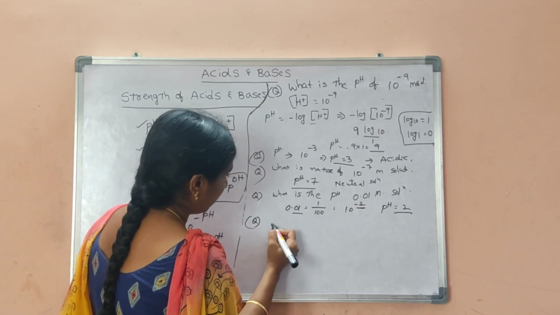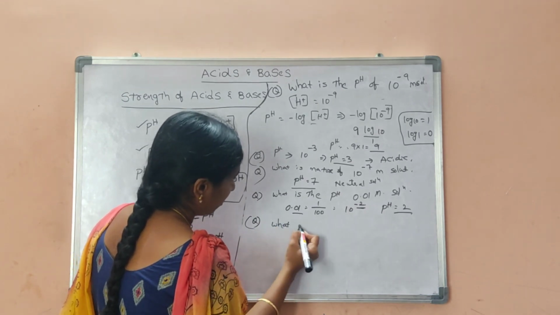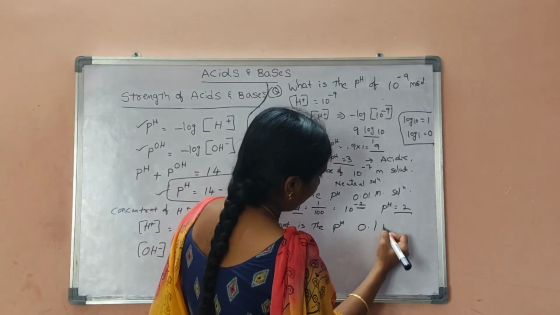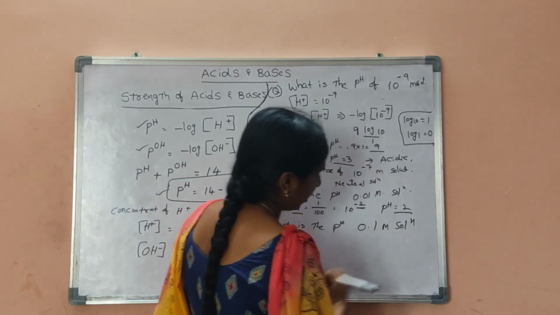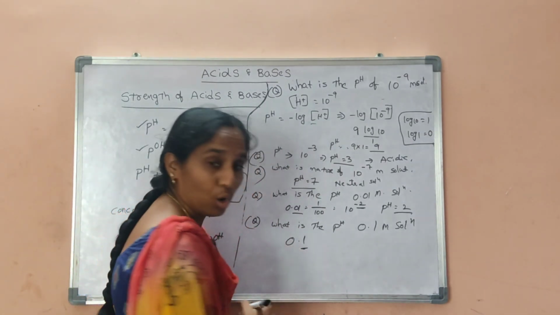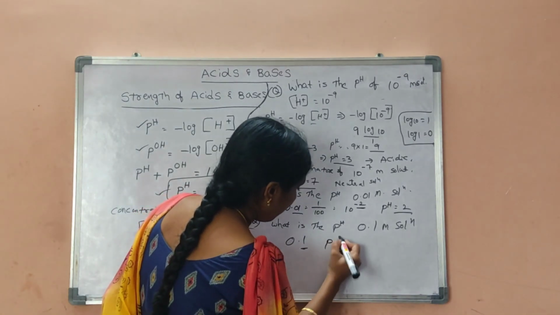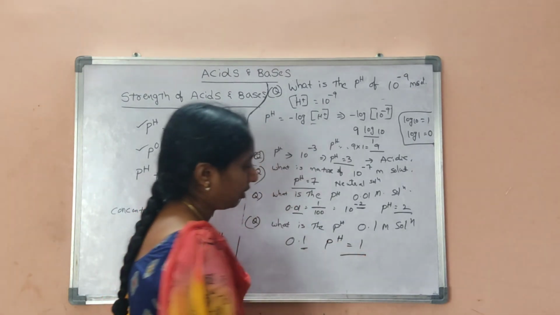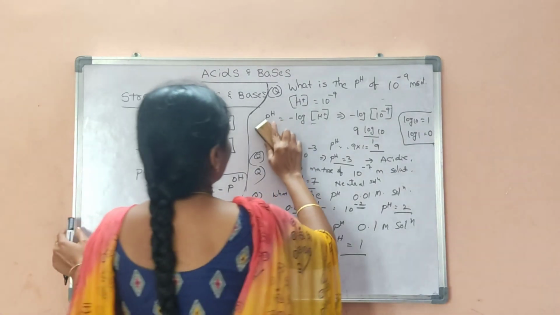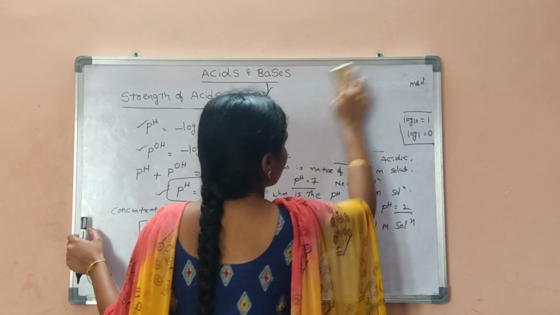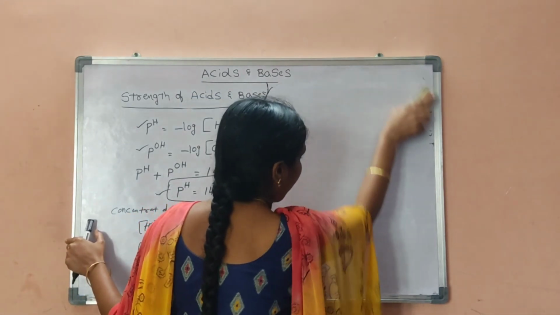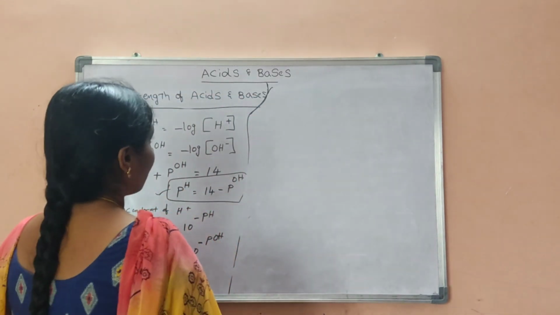Next question. What is the pH of 0.1 molar solution? Here, after the point, how many digits are there? 1 digit. So, pH equals 1. Okay? Here are some more problems. Next problem.